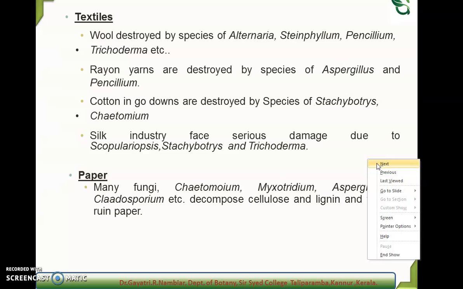In cotton clothes, we can see dark dots. We usually call it karimban in Malayalam, and it is caused by the fungus Chaetomium.